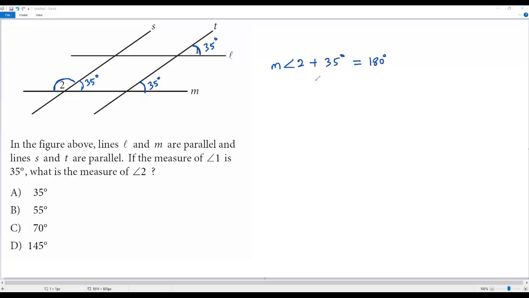So now we have to solve for angle 2. For that I have to subtract 35 degrees from both sides. So positive 35 degrees and negative 35 degrees will cancel out. I get the measure of angle 2 is equal to, when I subtract 35 degrees from 180, 145 degrees. So the measure of angle 2 is 145 degrees. So the correct answer choice for this question is option D.